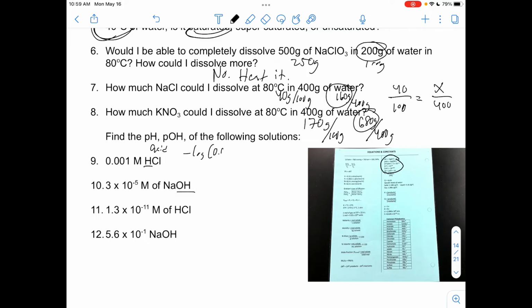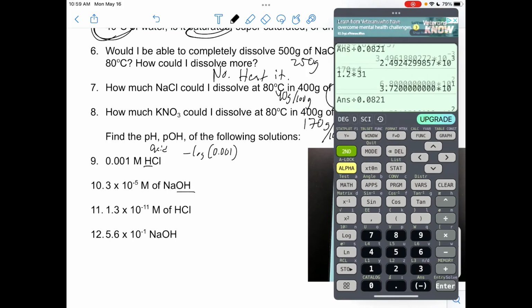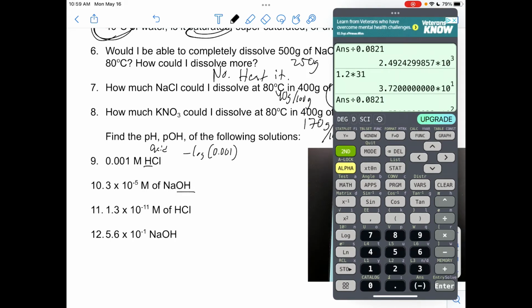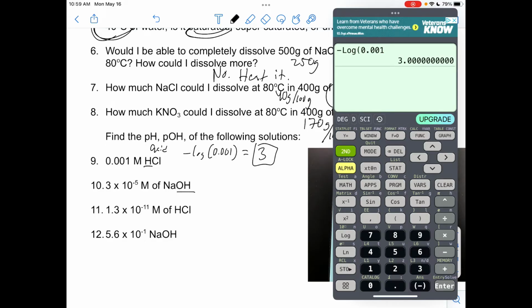So pH is equal to negative log of that, negative log of 0.001. That's going to give me the pH since it's an acid. So negative log of 0.001, 2 zeros. Okay, it would be 3. So pH is 3.